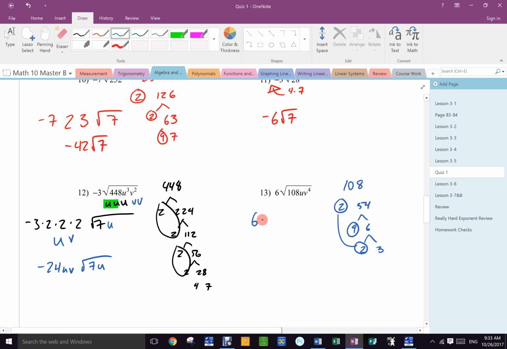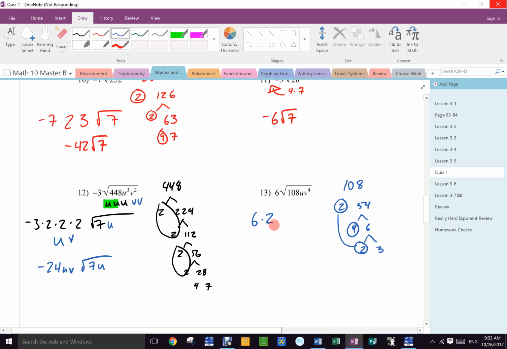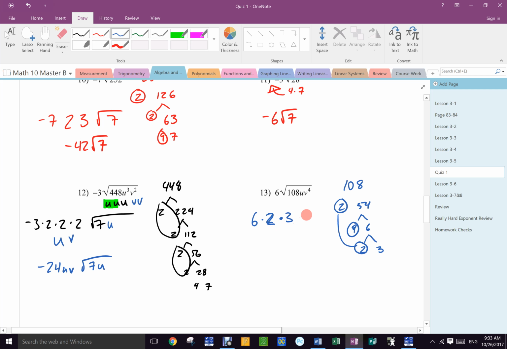What comes out here? Why did I stop at 9? Because it's got a perfect square, yeah? What is it? 3. So what comes out? 3. Look at how brilliant you guys are. What about U? How many U's are under there? 1. Can I get a group of 2 U's out? Nope. So what number did I leave under there? I left a 3, right? And I can't touch that U.